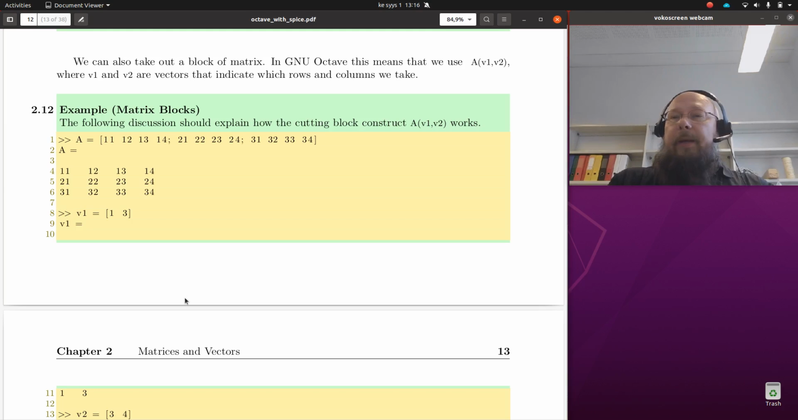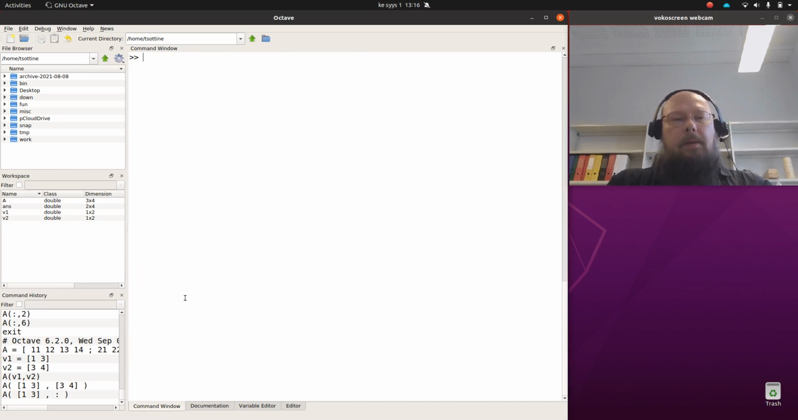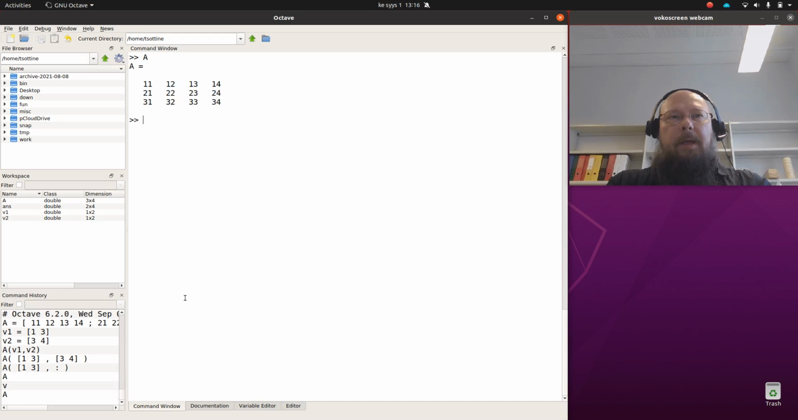And indeed, we can of course use this as assignments. So let me clear the screen. So we had this A, we had this V. Sorry, V was undefined. So let's have A here and V1, and I use now the comma. So I ask both V1 and V2 what they are.